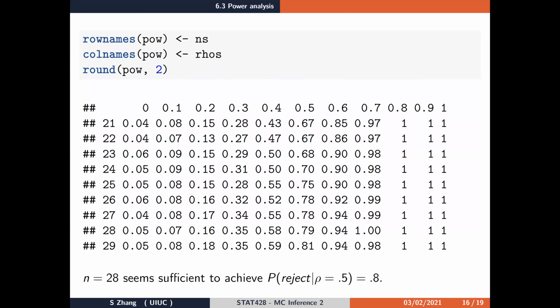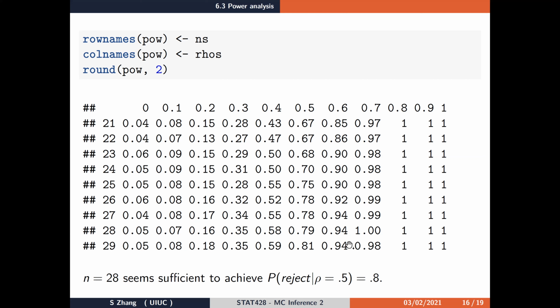And here are the results. You can see that when n is approximately 28 or 29, this is the case where the sample size seems sufficient to achieve a power of 0.8.